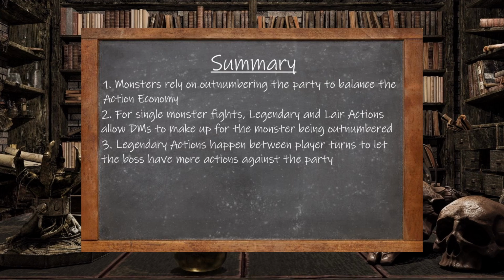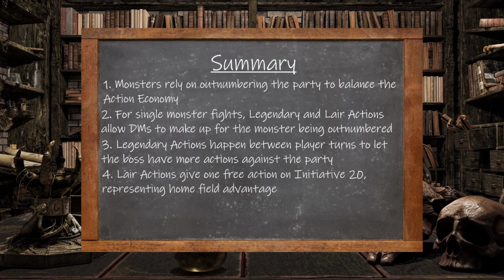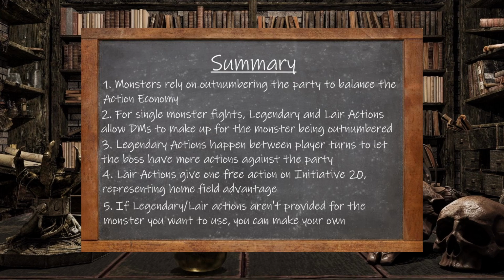Legendary actions happen in between player turns to let a boss monster have more actions in the action economy against the party. Lair actions give 1 free action on initiative turn 20 to allow the boss to use their home environment to their benefit. And finally, if legendary or lair actions aren't provided for the monster you want to use, you can create your own using the existing actions or lore of the creature.